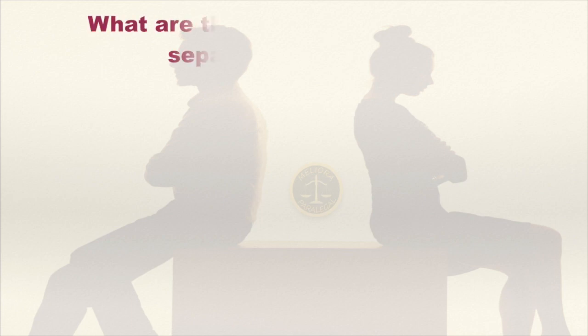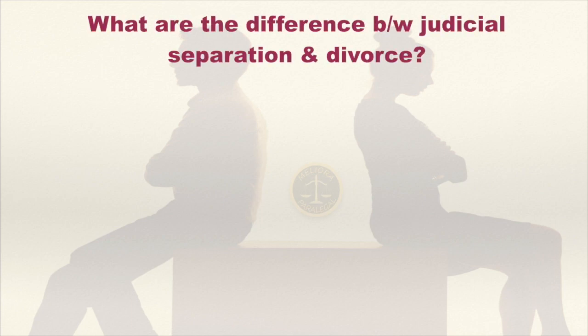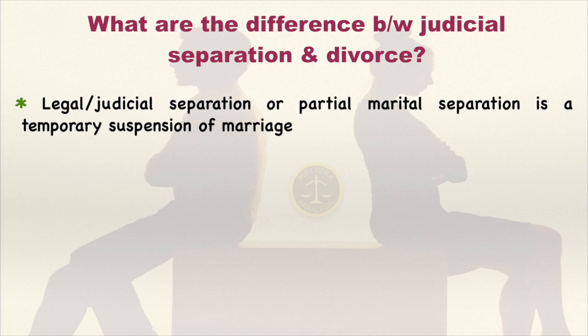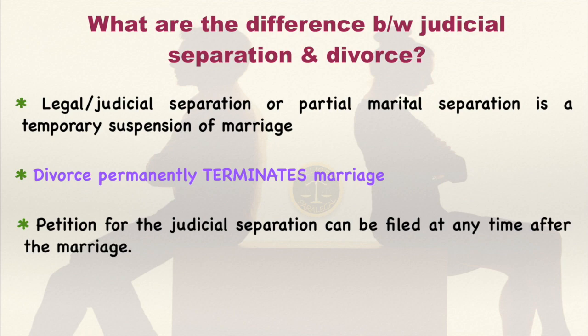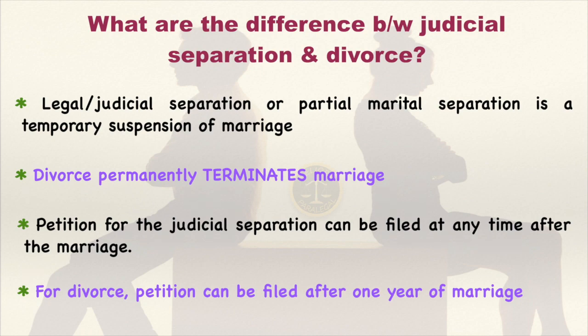Now let us understand what the differences are between judicial separation and divorce. Legal or judicial separation, or partial marital separation, is a temporary suspension of marriage. On the other hand, divorce permanently terminates marriage. A petition for judicial separation can be filed at any time after the marriage, so in this case there is no time limitation. On the other hand, for divorce, a petition can be filed after 1 year of marriage. So, there is a time limitation. Although in certain cases this time limitation can be waived off, that is conditional.